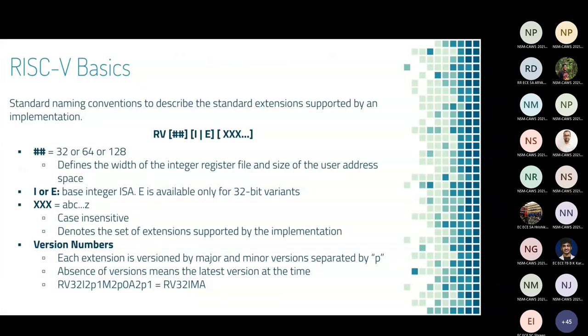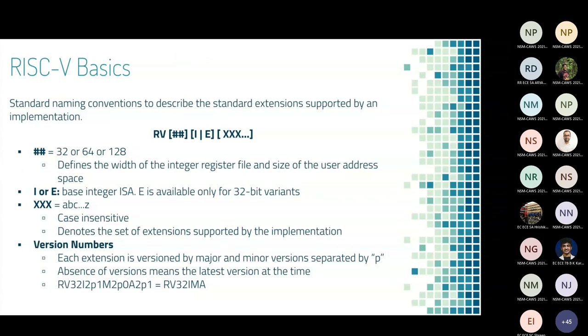So the standard naming convention describes the standard extensions supported by an implementation, right? RISC-V is a collection of different extensions. In order to say that I have a RISC-V processor with X, Y, Z features, there is a way to specify that. So you start with a string called RV. RV stands for RISC-V. By the way, the 5 is Roman numeral 5.